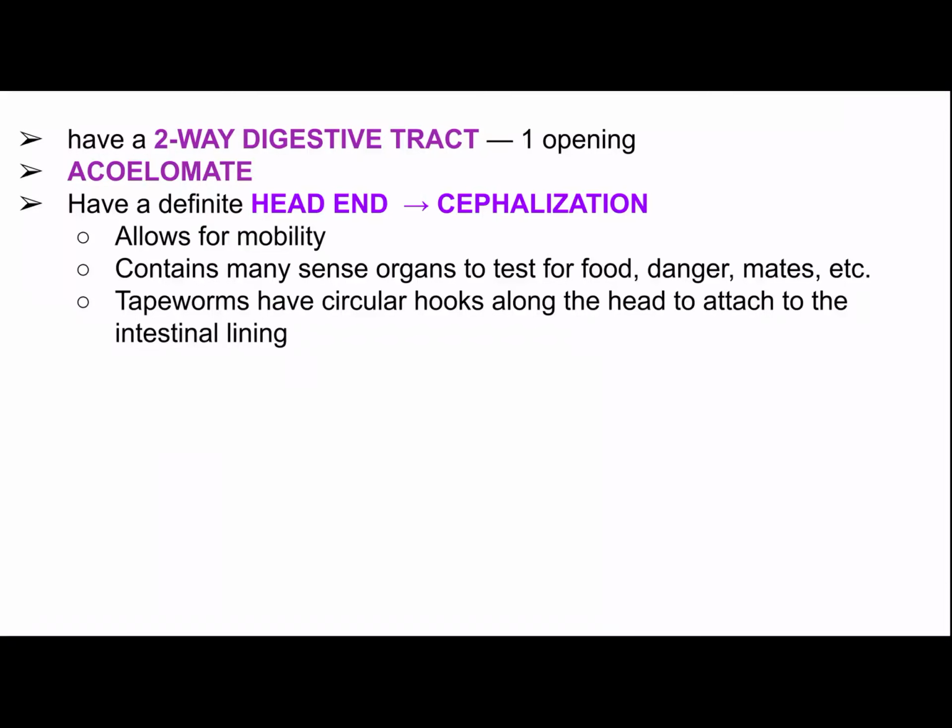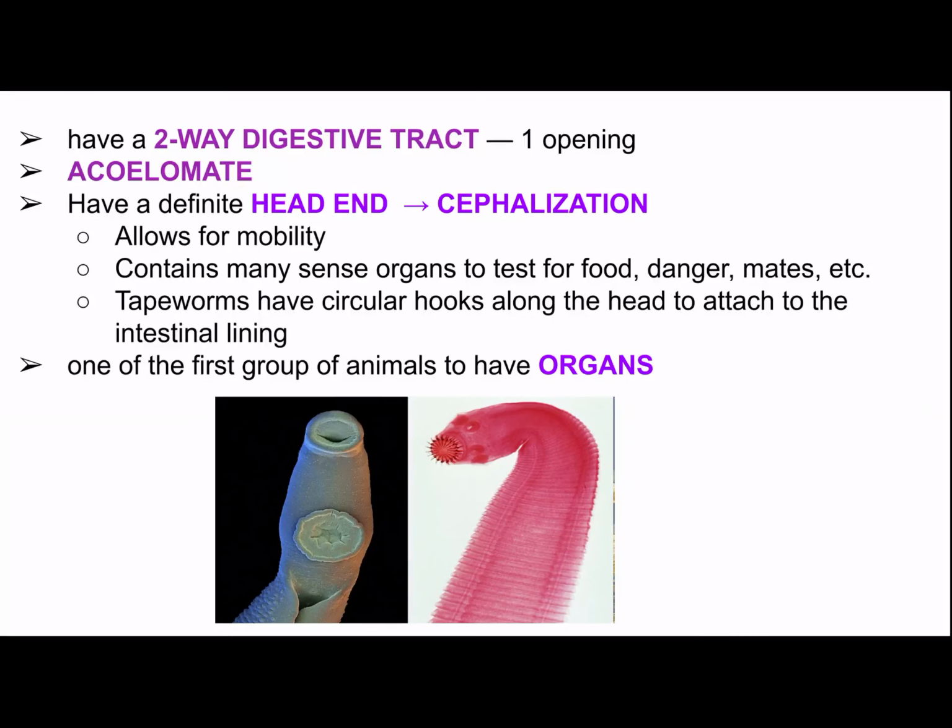And tapeworms also have these circular hooks along the head with which to attach to the intestinal lining, all right, of the animal that they're growing in at this head end, all right? And these also were one of the first groups of animals to have organs. So we had the porifera that had just the cell layers, we had the cnidarians whose cell layers did form tissues, okay, and now we have the first group of animals that actually produced organs. So their tissues function together to form organs, all right? And here is a picture of the head end of a couple of different species of tapeworms. And you can see, especially in the picture on the right there, those little hook-like structures that tapeworms use to attach to the intestinal lining.